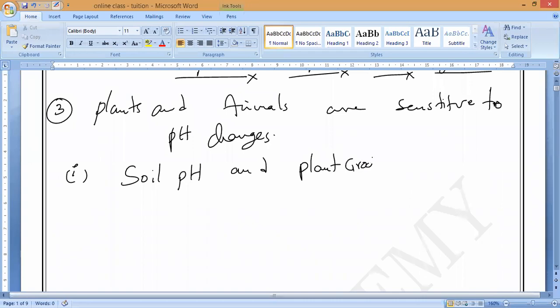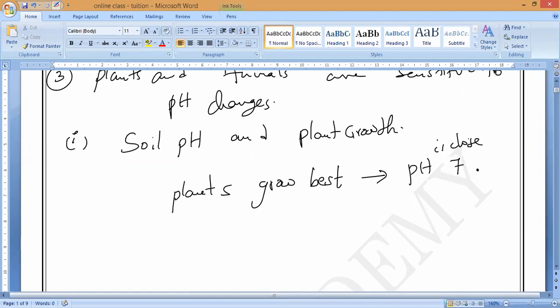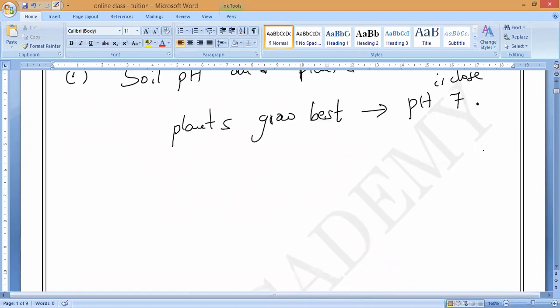So now, as I have taught you in the last class, in which kind of pH value can the plants grow well? Anybody? What is the pH of soil required to grow the plants well? Most of the plants grow best when the pH is equal to 7 or close to 7. Is it yes or no? That is what you have to remember. When the pH is close to 7, then most of the plants will grow best.